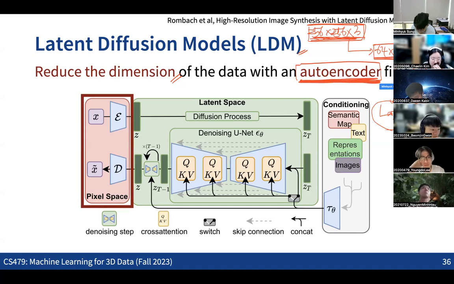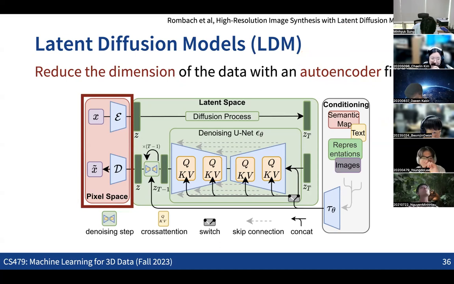So the idea here is that we first decrease the dimension of the data, and then run the noise prediction architectures in a more compact data space.